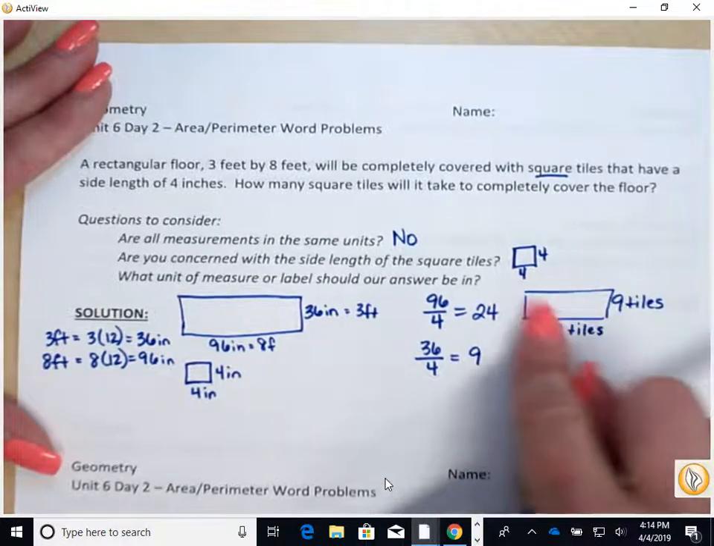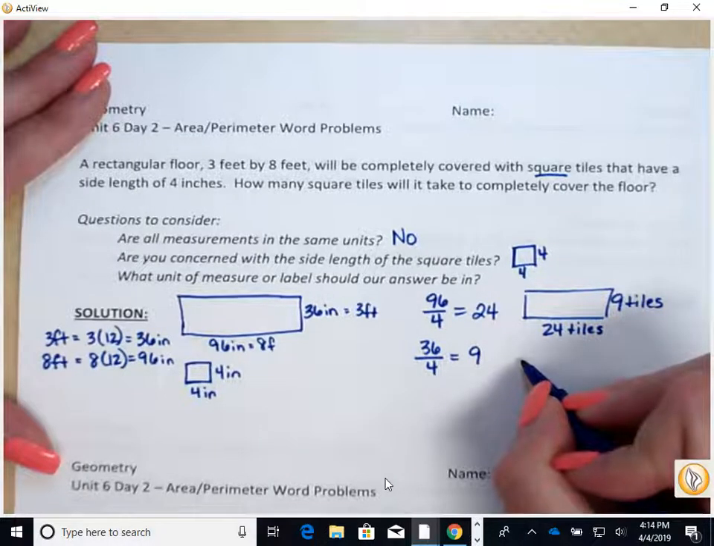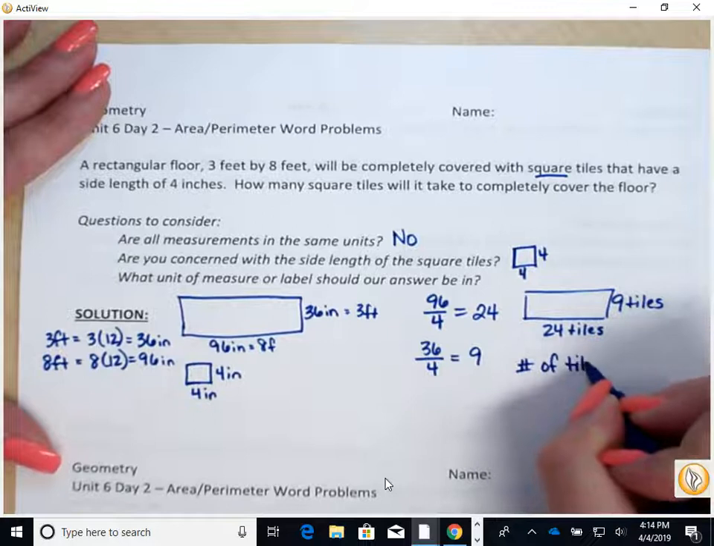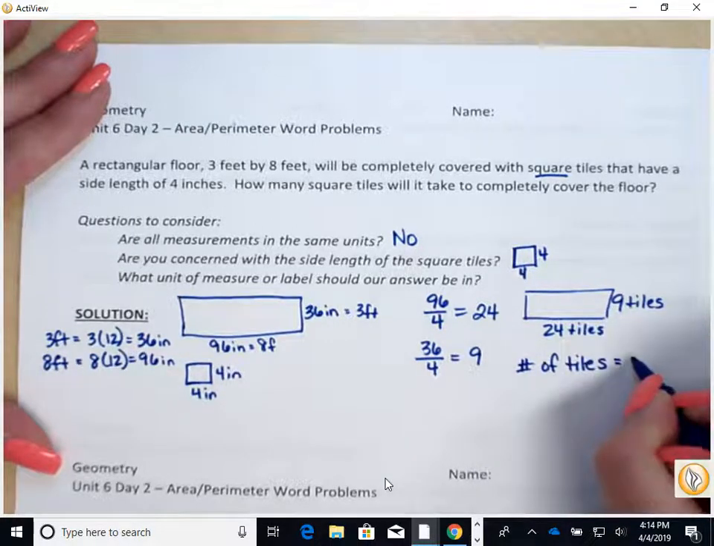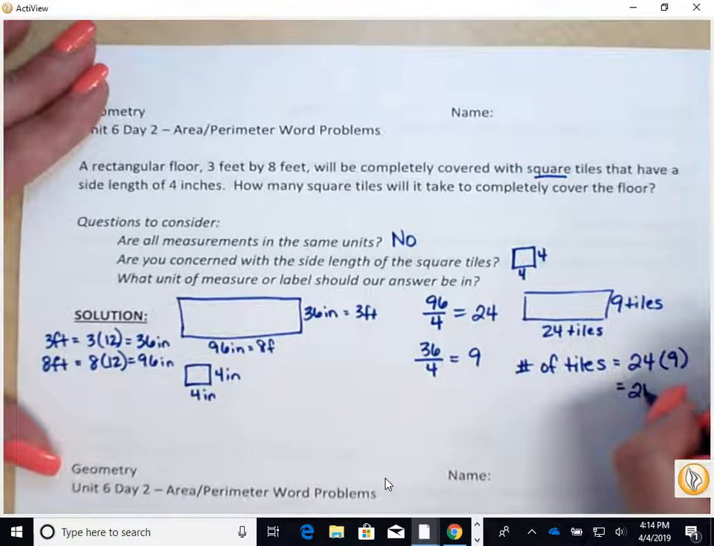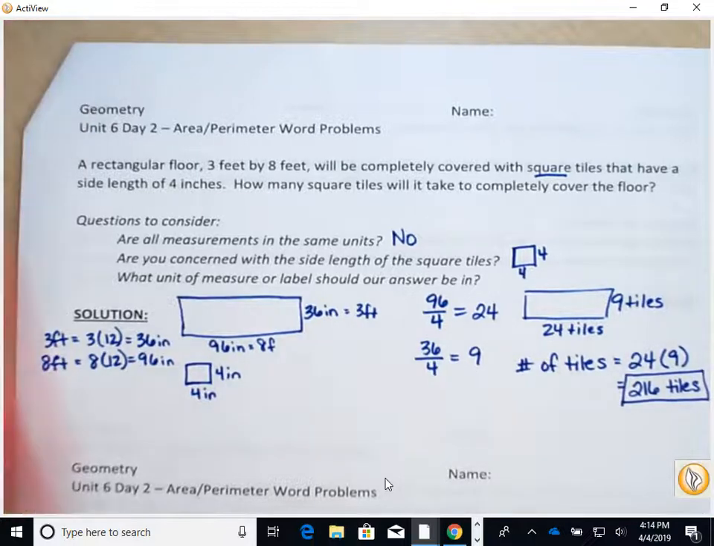How many tiles to cover the whole area is just length times width. So the number of tiles equals 24 tiles times 9 tiles, which gives me 216 tiles. So that's one way you could have done it.